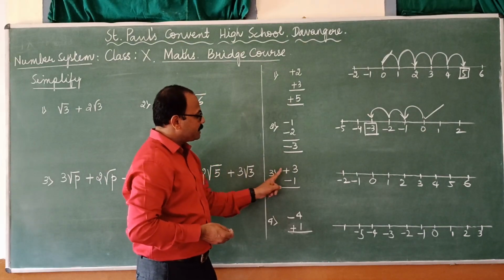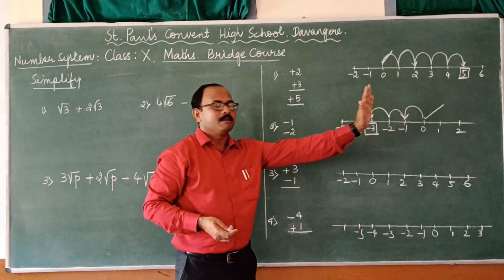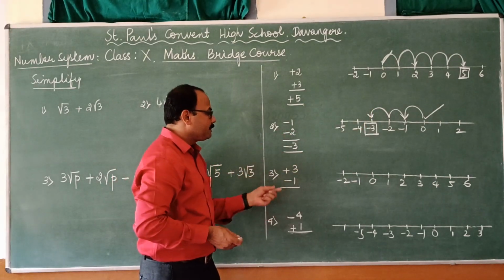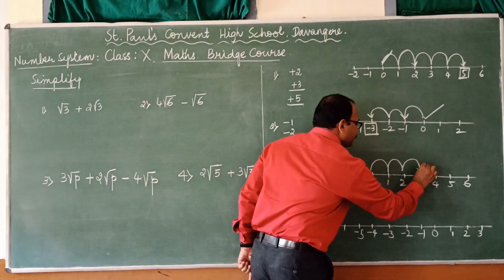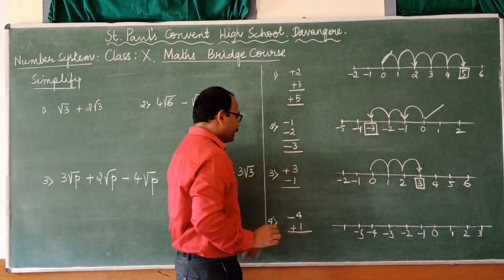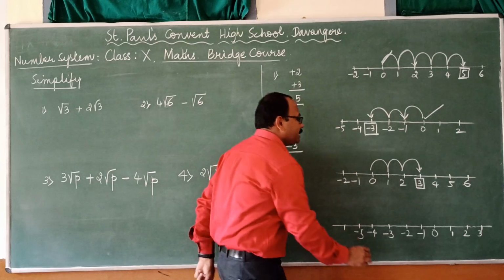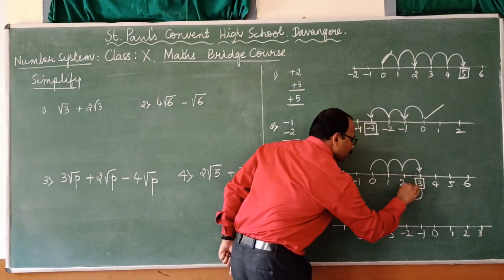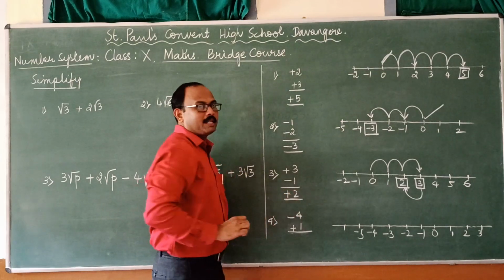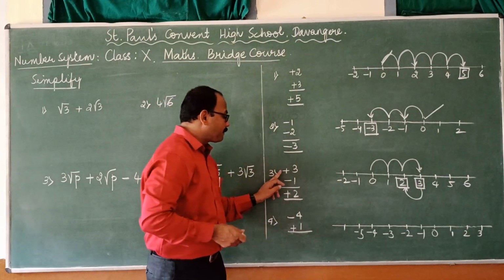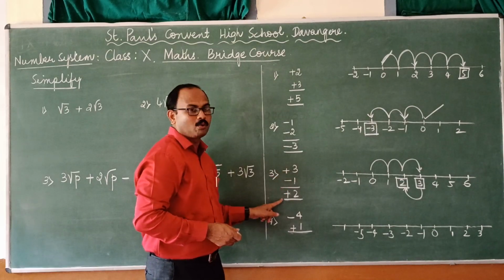Next step, I have one is plus, one is minus, children. Plus means we move towards right side. Minus means left side from 0. We start from 0. Plus 3 means 1, 2, 3 steps we are here now. From there, minus 1. From this point, one step towards left side, this becomes 1. So our answer is plus 2, children. When two different signs are there, subtract and keep greater number sign is the rule.